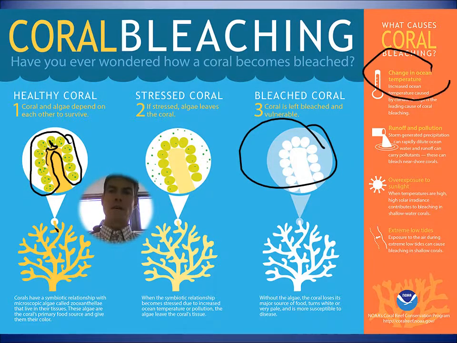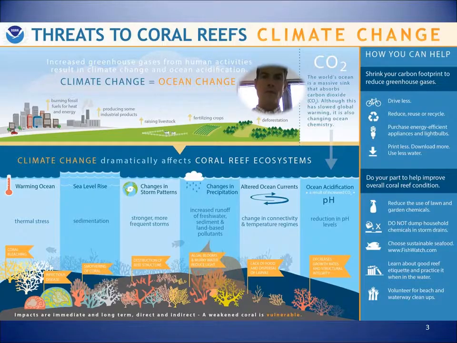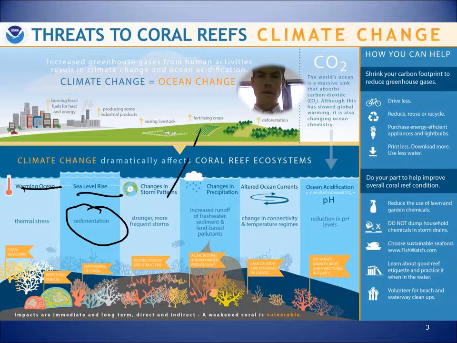So you see here a change, so increasing the temperature, runoff, and pollution, like I mentioned. Too much sunlight from this low tide is also part of coral bleaching. And here's some more information. Again, warming ocean, sea level rise, increasing sedimentation, and that can block the sunlight from getting to the coral. Storm patterns, that disrupts the development. You got more hurricanes.